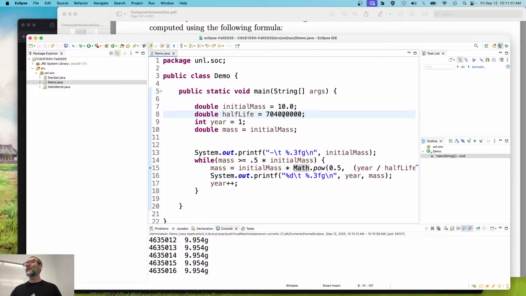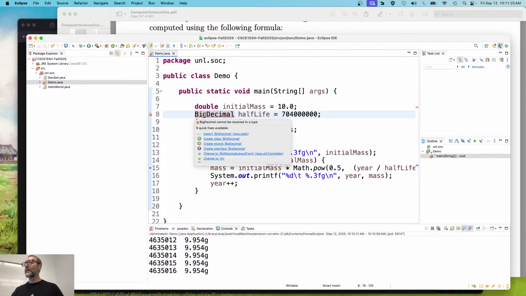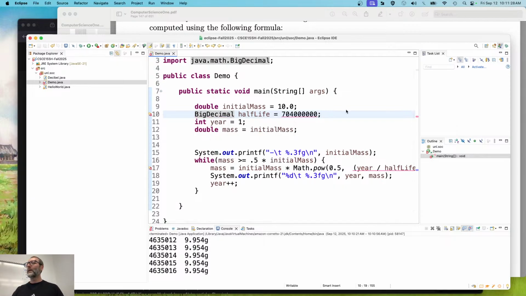Would we be able to get? Yeah, this is representable, right? 704 million. That's fine. If you wanted to, you could change this stuff into, I don't know, big double. There we go, and bring that in. Big decimal, I think it is. Import that. There we go. And then you couldn't just assign this. What you'd have to do is go new BigDecimal of, and then you have to put this as a string, and then it would parse it out and create a new BigDecimal. BigDecimal, and then there's also BigInteger.